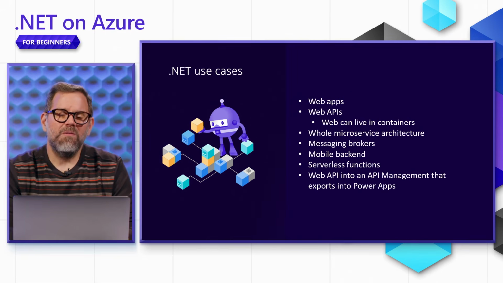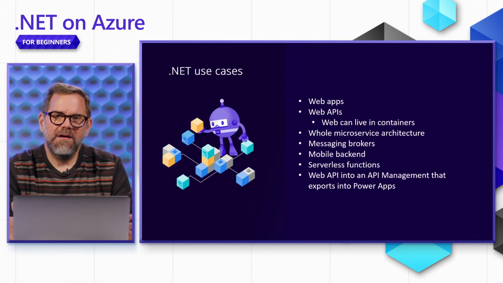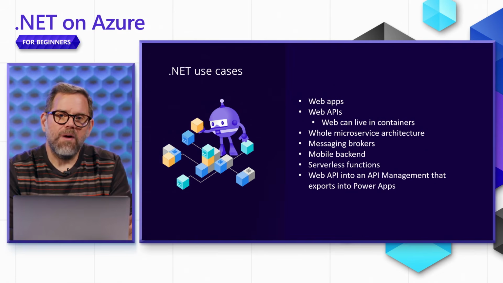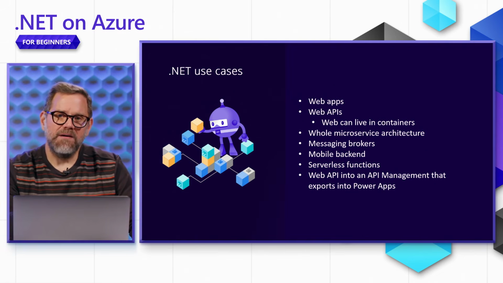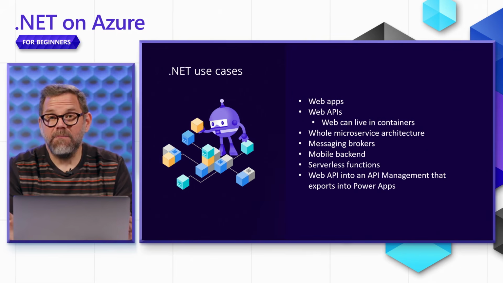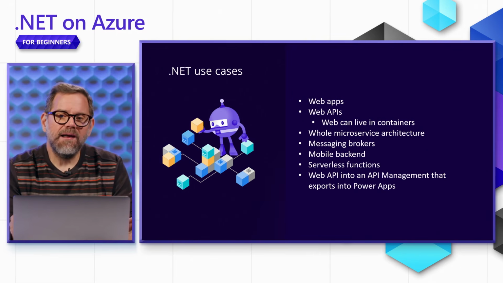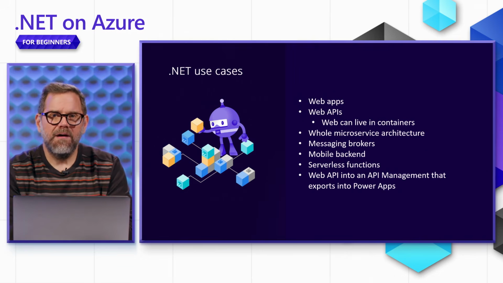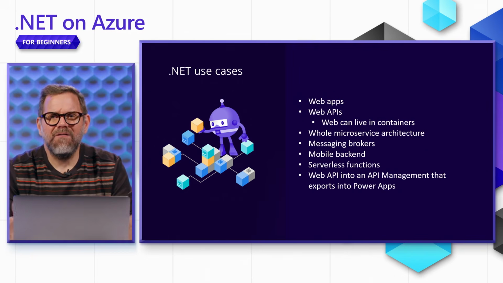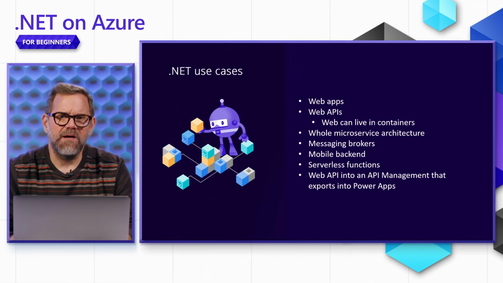And then we can do more complex scenarios, such as writing a web API, putting it into an Azure API Management front end, which allows us to control access to our API. Things like only allowing paid subscribers to hit it, stuff like that. Or then we can allow it to export into a custom connector so Power Apps can then access it. So there's a ton of .NET use cases that we can allow and that can light up when we start doing things in Azure.